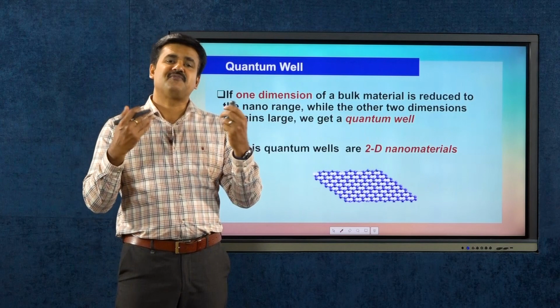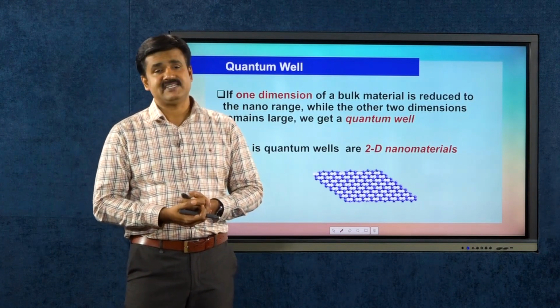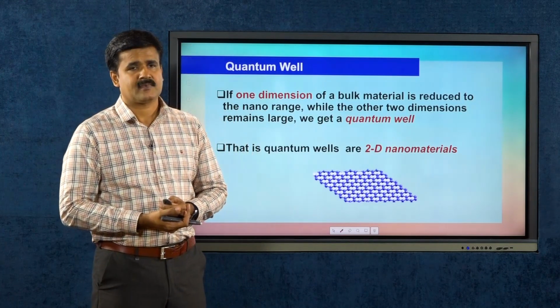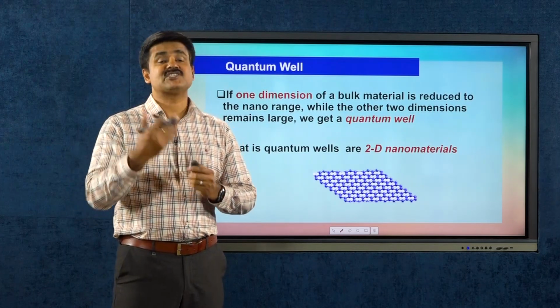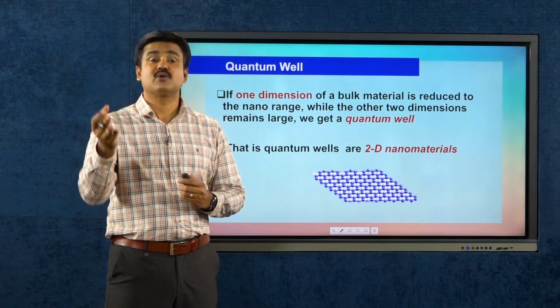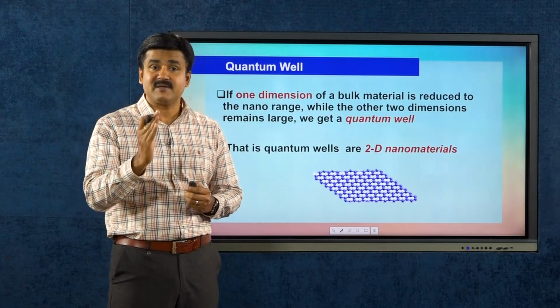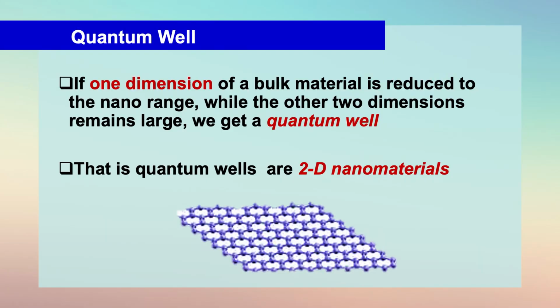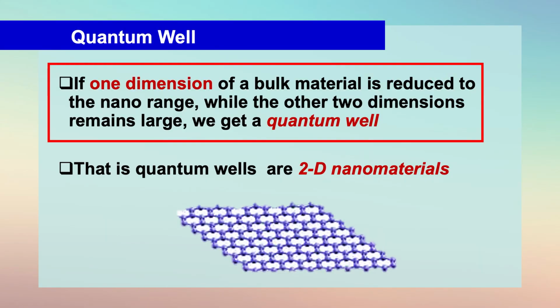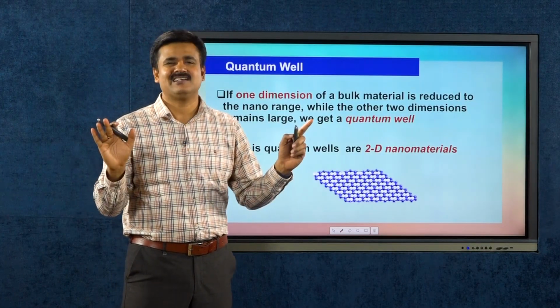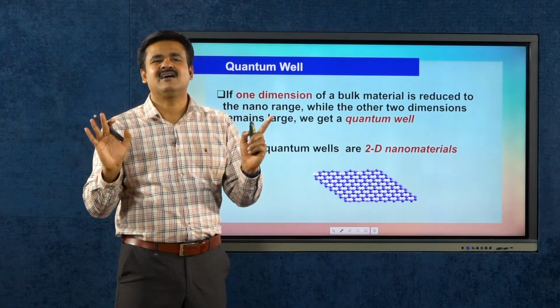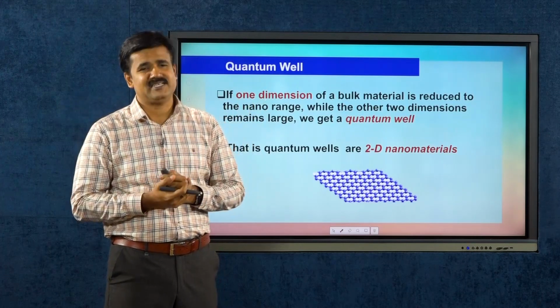Now, you are familiar with the classification of nanomaterials based on dimension. What is a two-dimensional nanomaterial? The number 2 represents 2 dimensions are outside nano. That is, 1 dimension is inside nano. If 1 dimension of a bulk material is reduced to the nano range, while the other 2 dimensions remain large, we will get a quantum well. So, it is very clear that quantum wells are 2-dimensional nanomaterials.